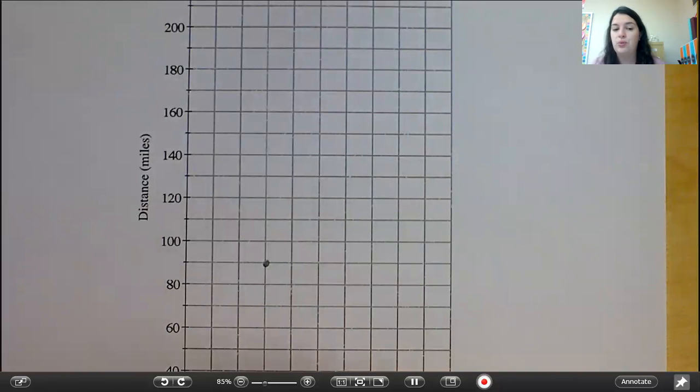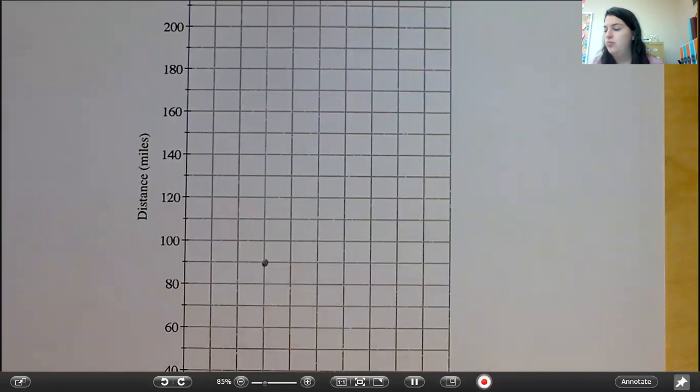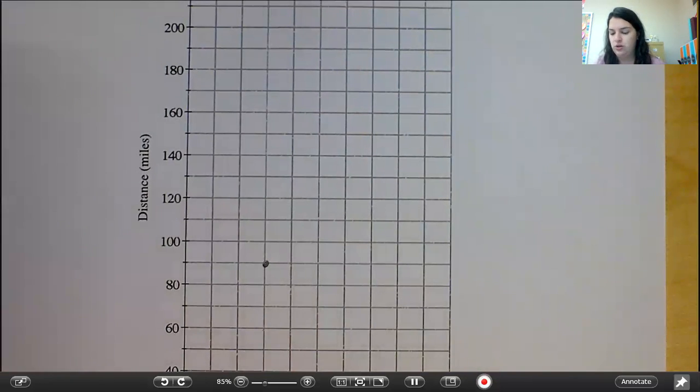You will end up having 3 lines on this graph. So I recommend using different colors. One color for car A, one color for car B, one color for car C, so you don't get confused. But go ahead and pause the video and finish your graph.